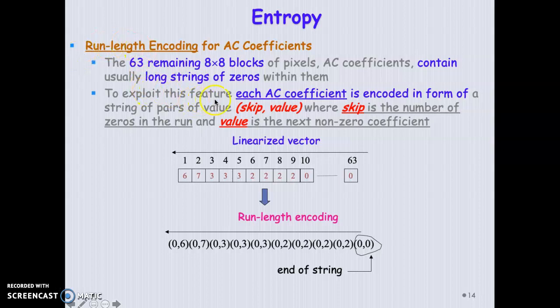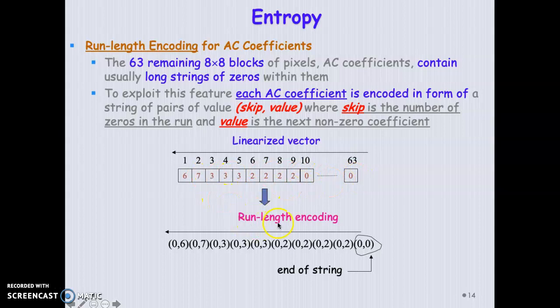To exploit this feature, each AC coefficient is encoded in the form of a string of pairs, with skip and value, where skip is the number of zeros in the run and value is the next non-zero coefficient. For example, you already linearize the vector for the rest of the 63 coefficients. Then you sort, starting from 6 until the end.